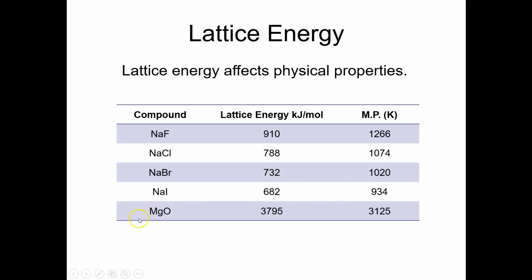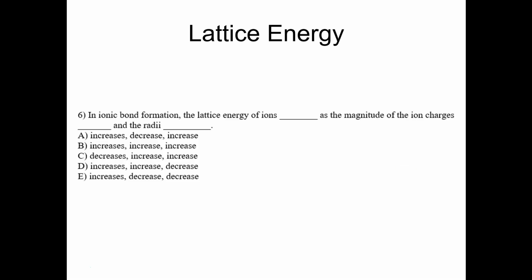And then if you see that in the case of magnesium oxide, in which there's a huge jump between lattice energies of these +1, -1, and the +2, -2 magnesium oxide, you can also see there's a huge jump in the melting point. So lattice energy affects physical properties, and melting point is a typical measure of that. So what's a type of problem you could get related to ionic bonding and lattice energies?